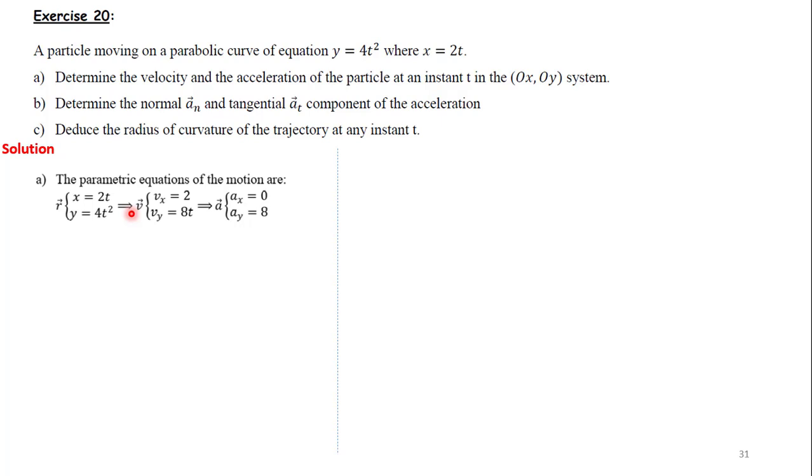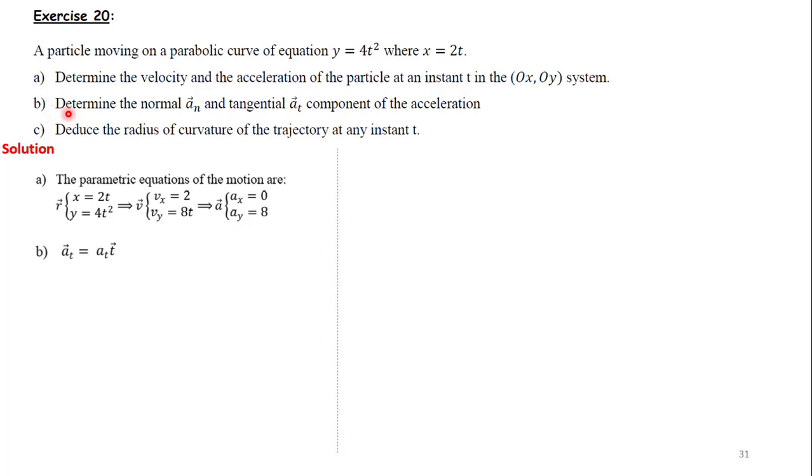Then we can deduce v. It also has two components. Vx is dx over dt, so it's equal to 2. And vy is equal to dy over dt, therefore it should be equal to 4 times 2t, so it's 8t. So the velocity vector is 2i plus 8t along j. And we can also find the acceleration vector. It's equal to dv over dt, so ax is 0 because vx is constant. And ay is equal to dvy over dt, so it's 8.